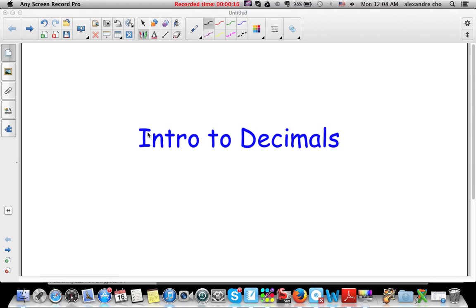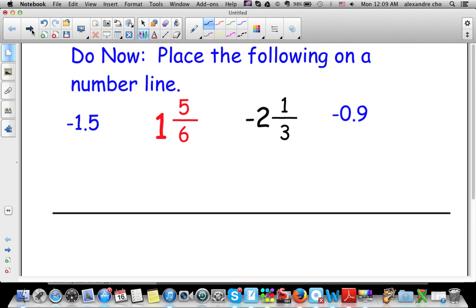Copy that, make that title into your table of contents, and let's get intro to decimals, and then let's get to the do now. Okay, you can press pause so you can copy this and do it, and then come back. Okay. All right, now that you're done, I'm going to do this with you guys.